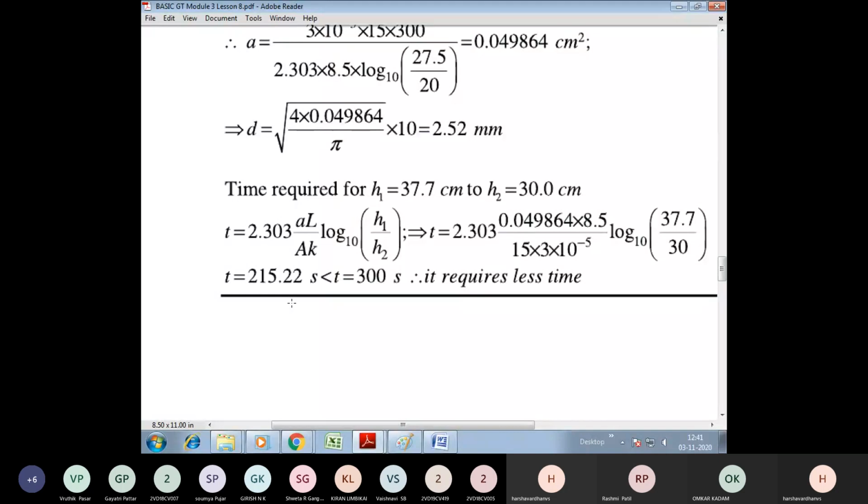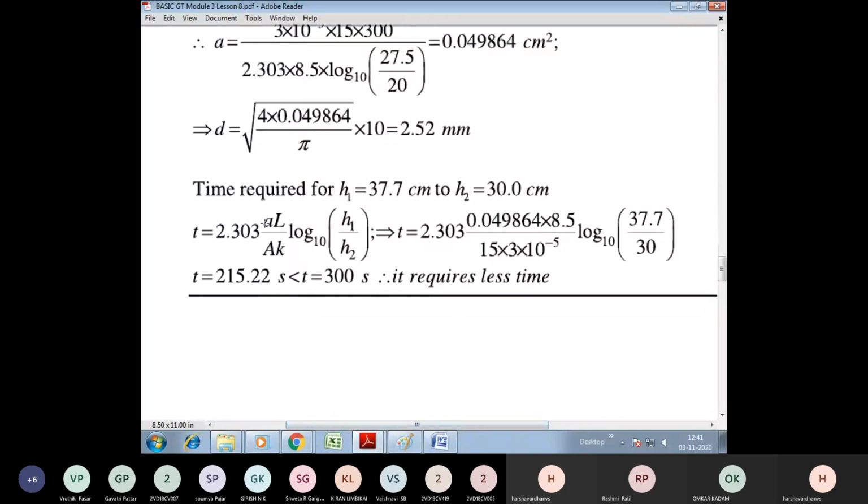The time required for the head to drop from 37.7 centimeter to 30 centimeter is, if you substitute all the values, A is equal to 0.05 or 0.049. Capital L is the same, 8.5. Capital A is 15, it's the same. K is 3 into 10 raised to minus 5. H1 is 37.7 centimeter. H2 is 30 centimeter. So T will be equal to 215 seconds. So less time is required compared to the previous case.